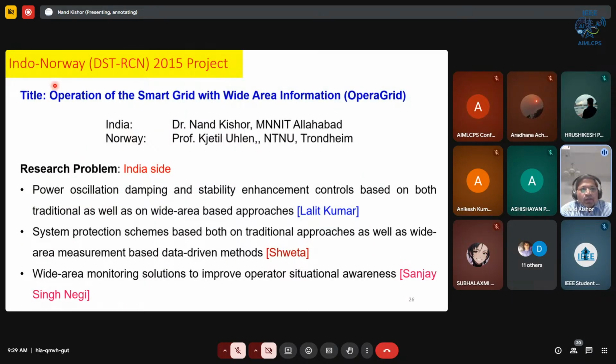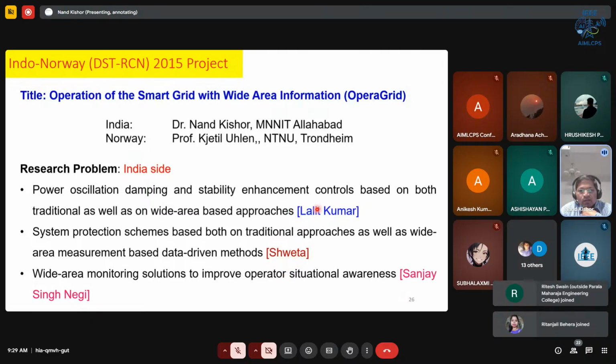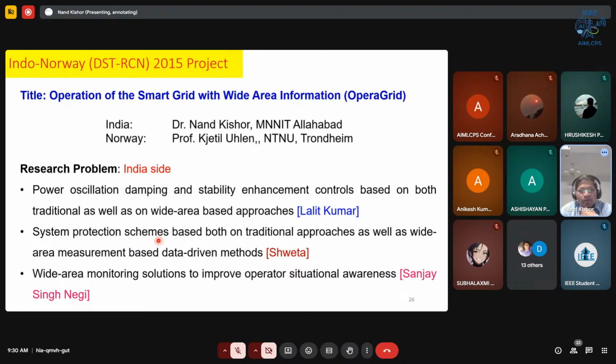Then this is another project, the Indo-Canadian project, that was in 2015, in which I was associated from MNNIT Allahabad, and then we had partners from Ontario. So from the India side, we had the study about oscillation damping and how we can improve the stability. That was through some of the PhD students who worked during this period for 3 or 3.5 years. Another student was involved in the protection schemes using the PMU data, and another student was about developing the monitoring solutions for situational awareness.